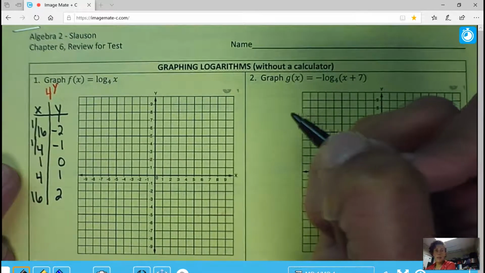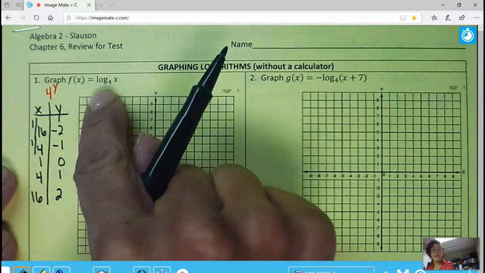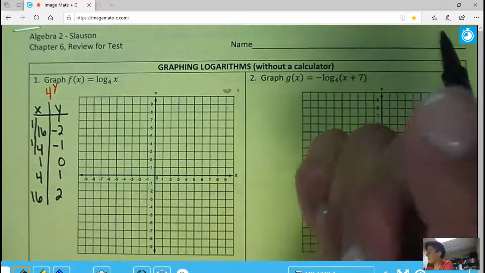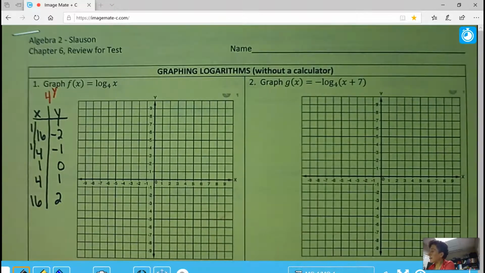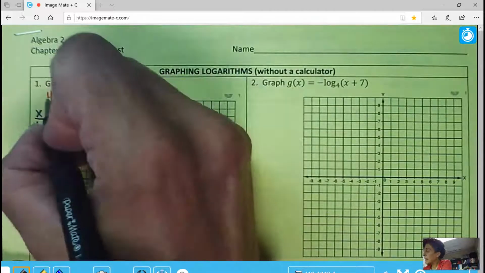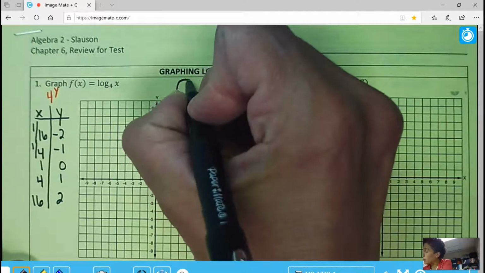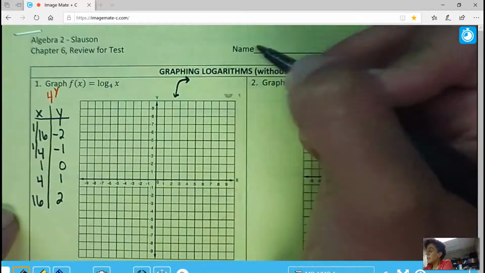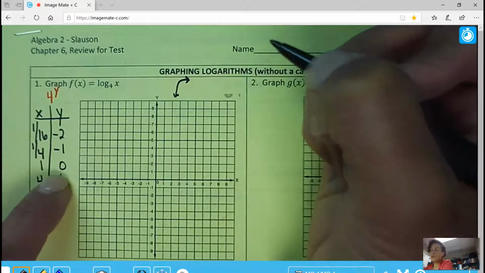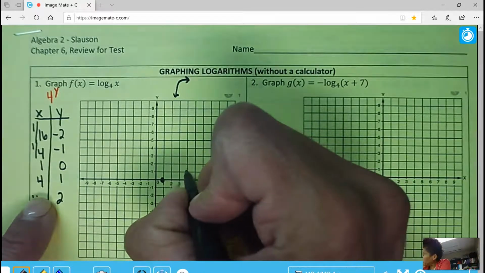So next thing I want to do is, what else is happening? There's nothing really else happening to this. It's just this. So that's all we would graph. This is just the very basic parent function. So when I think about the shape, since this base is bigger than 1, that's growth. And we have on our cheat sheet that growth looks like that lowercase r. So I just have to graph 2 points, but I really have to know the shape since I'm only getting 2 points. So I'm going to graph (1, 0) and (4, 1).